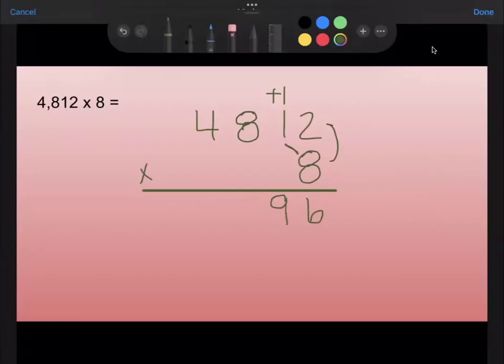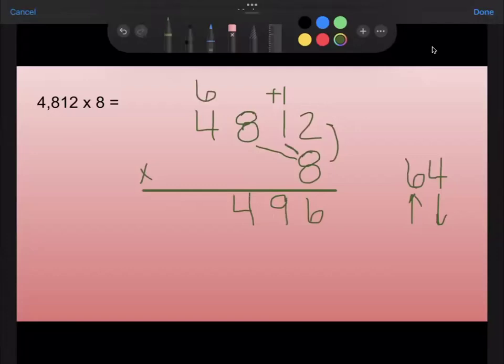My next step is to multiply 8 times 8, which is 64. So that gives me another 2-digit answer that I'm going to have to split up. The ones go down and the tens go up. So that means that 4 is going to go down here, and that 6 is going to get regrouped to the next place value.